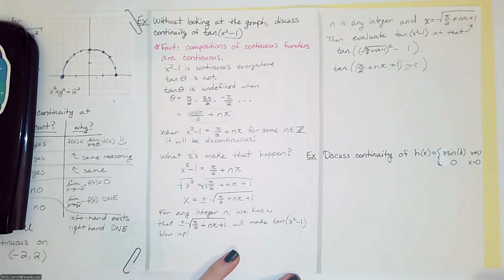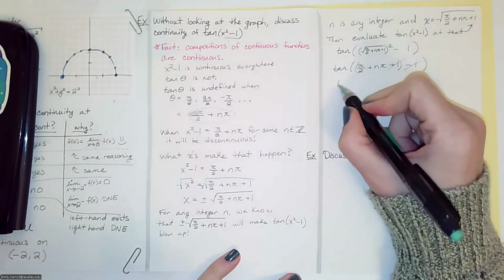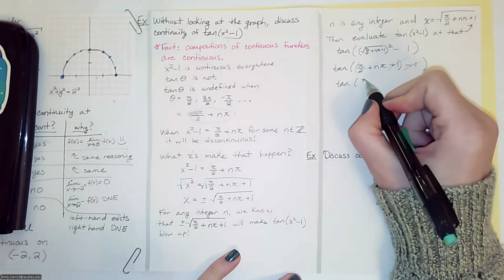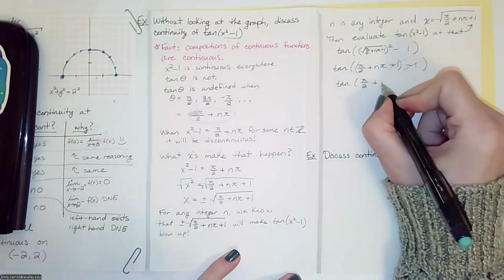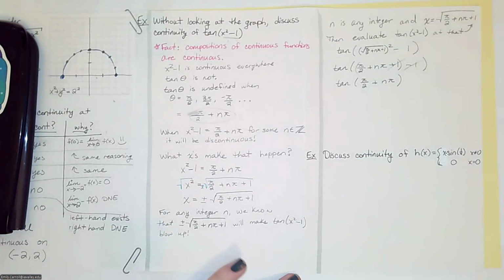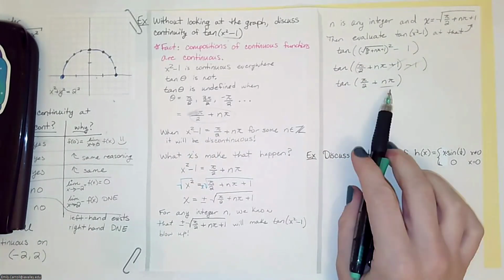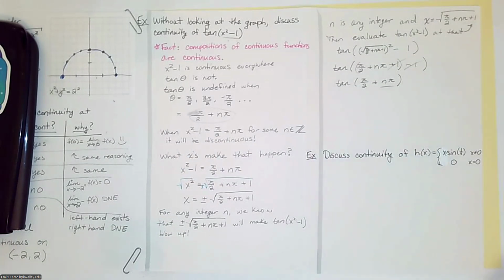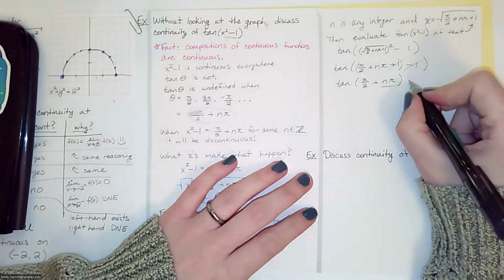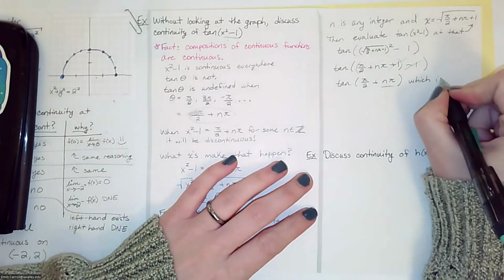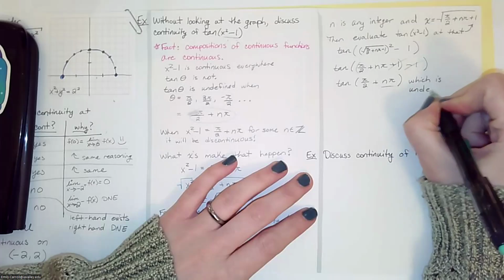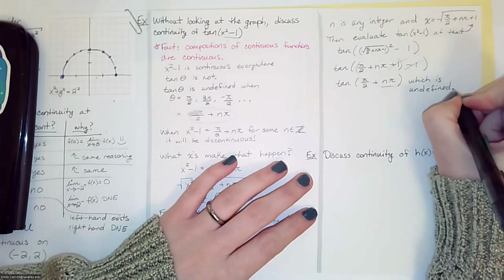That'll cancel with that, leaving us with tangent of pi over 2 plus n pi. And no matter what n is, that's going to put tangent in a spot that it blows up, that it has a vertical asymptote. Okay. So which is undefined.